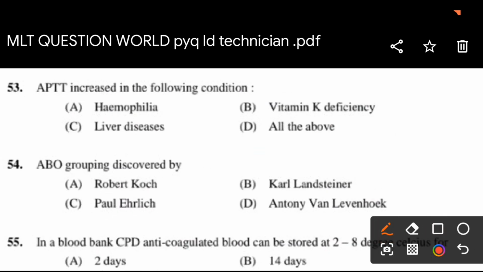Next one. ABO grouping is discovered by Robert Koch, Karl Landsteiner, Paul Ehrlich, Anthony von Leeuwenhoek. ABO blood group is discovered by Karl Landsteiner.